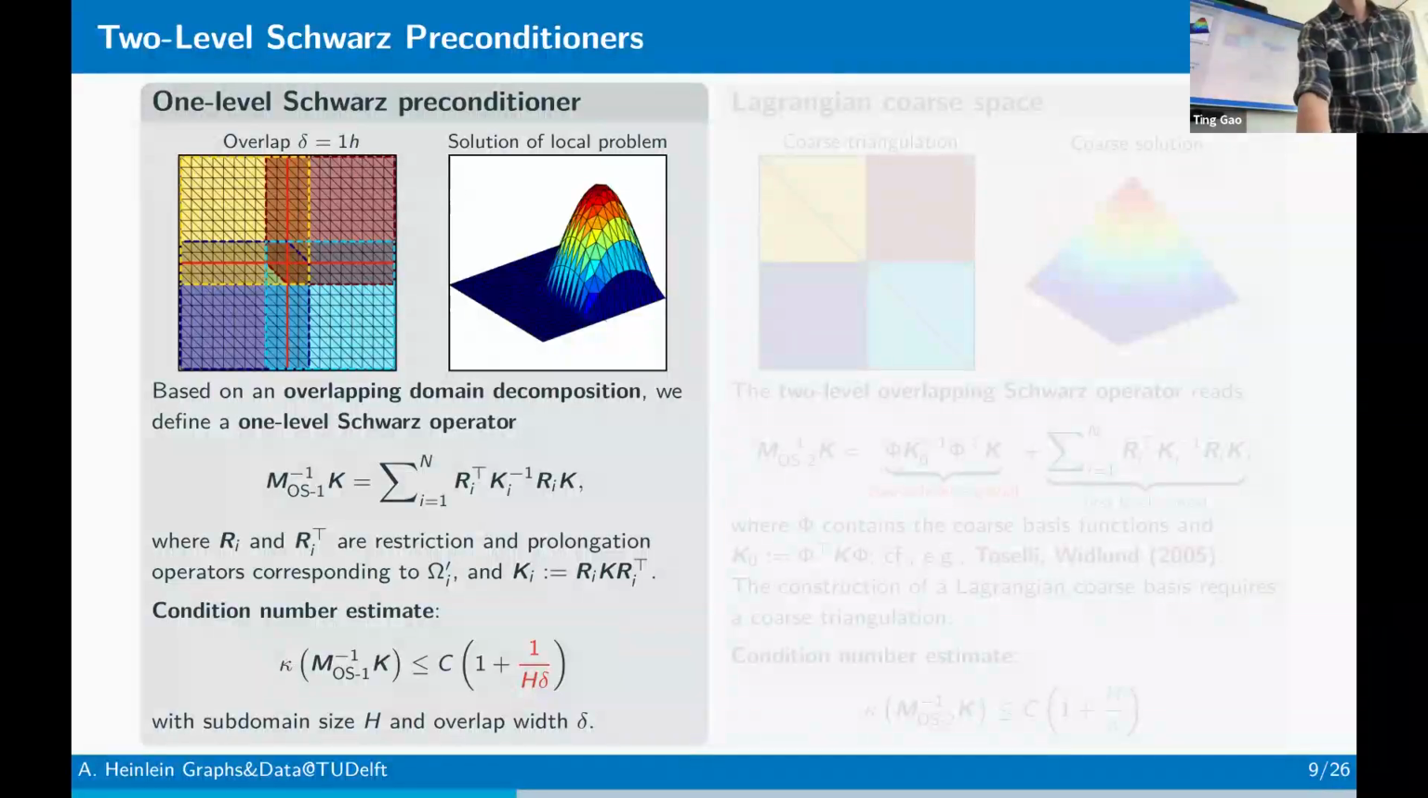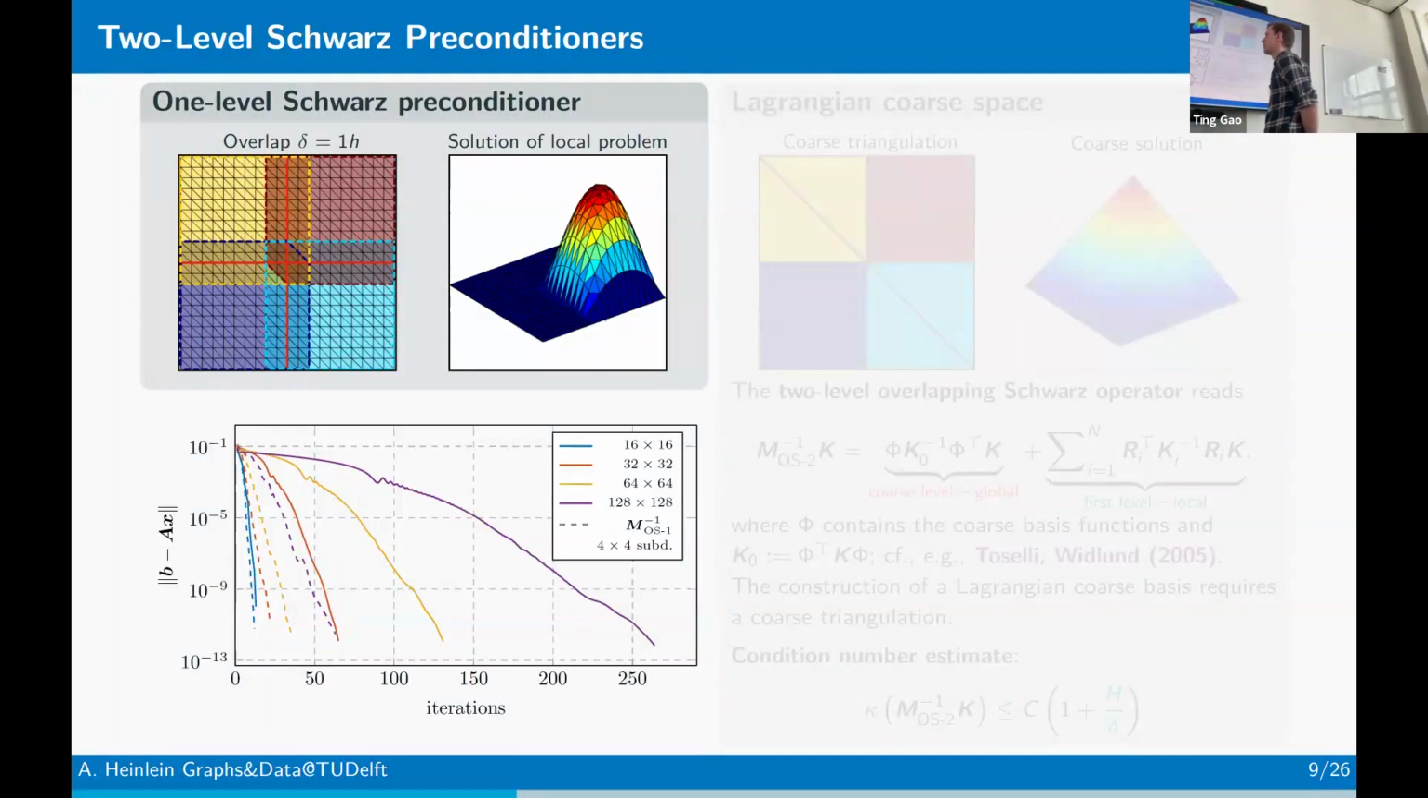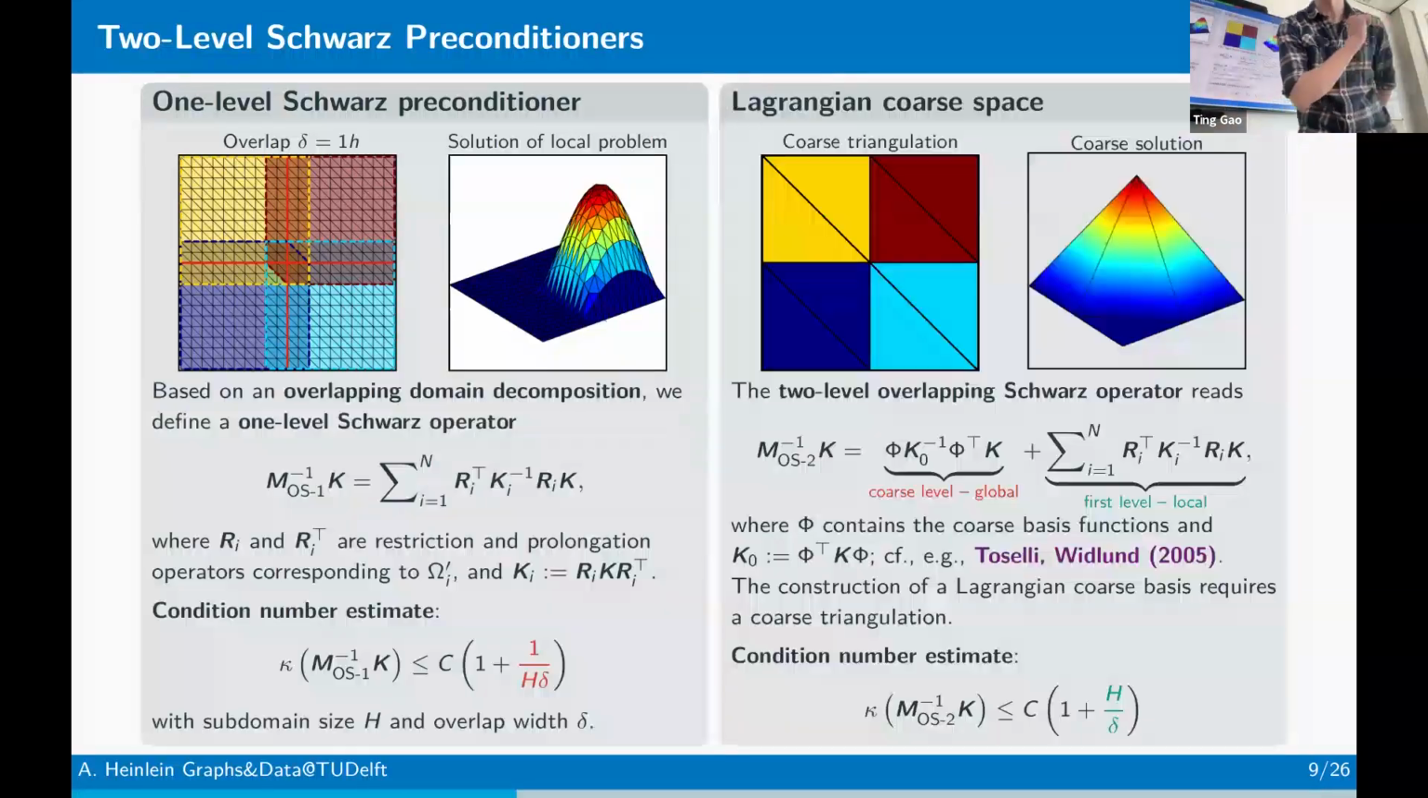And now what happens if you do that? These are the dashed lines. So it gets much better, but still the iteration count goes up. I make my problem larger, still the iteration count goes up. So it's better, but not very good yet.